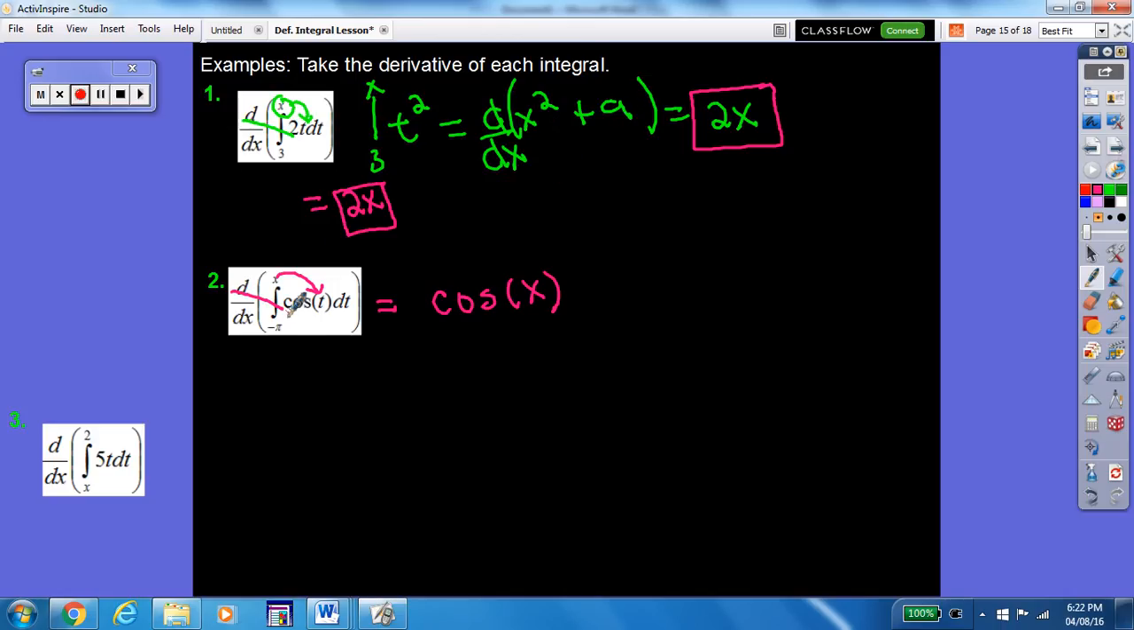So think of evaluating the integral. It would have been sine of x minus sine of negative pi. Well, sine of negative pi is an actual number. It's going to be 0. And the derivative of 0 is still 0. So that's why when one of the boundaries is a constant, it sort of just disappears, because in the end, when you take the derivative of a constant, it disappears. Okay? Let's do one more example.